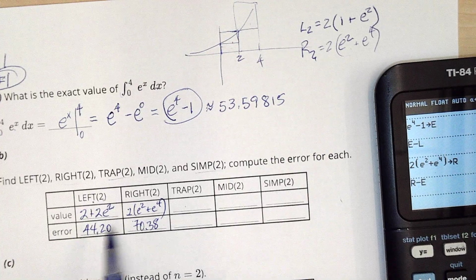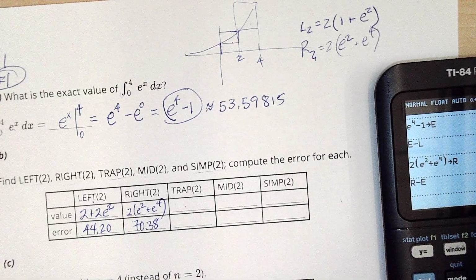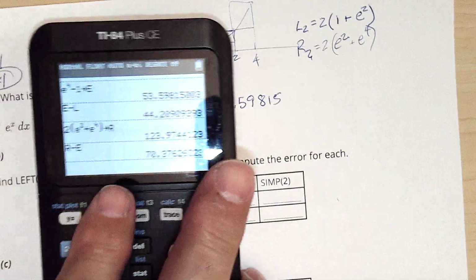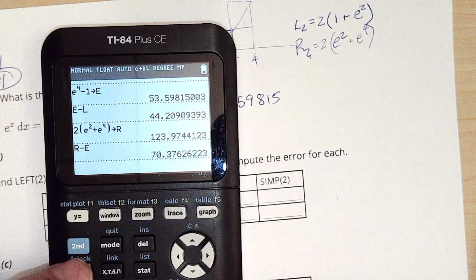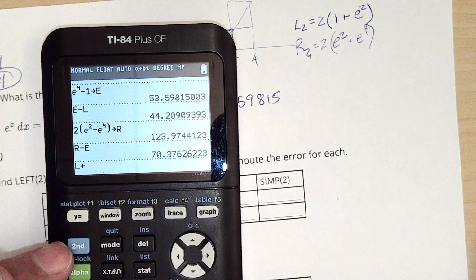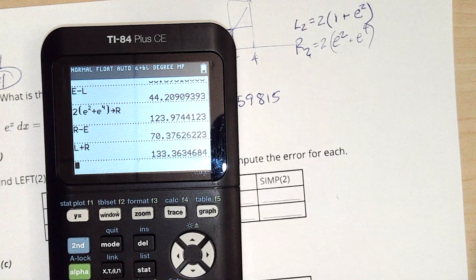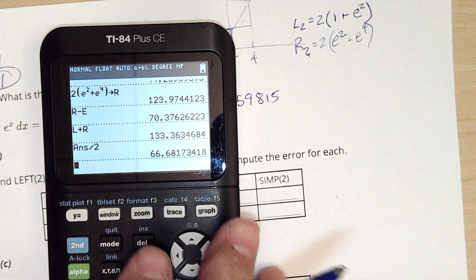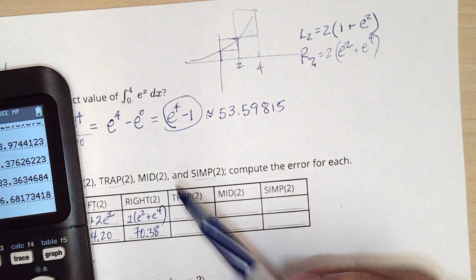Trapezoid 2. Well, that's the average of these two. So that's going to be L plus R divided by 2. Alpha L plus alpha R divided by 2. That's 66.68.